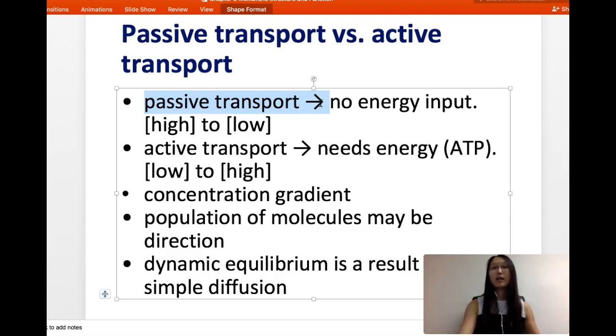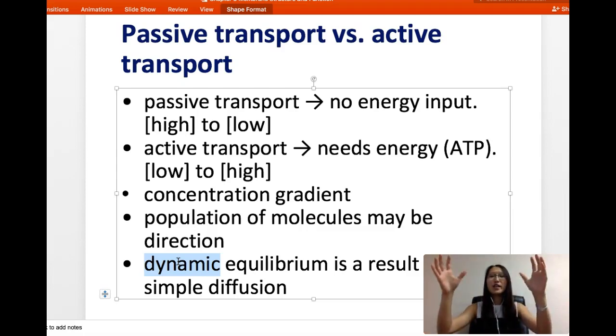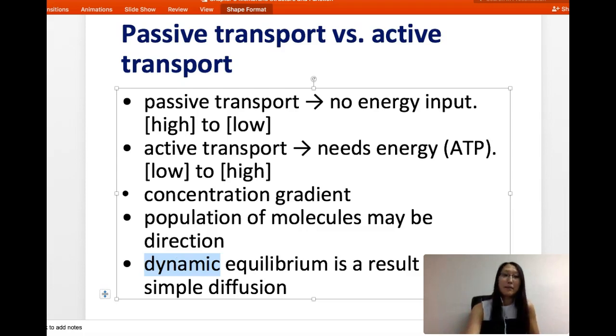But remember, the dynamic part is really important for equilibrium because it's not like the cell membrane is there and everything inside and outside of the cell are just sitting still and doing nothing. They're still going in and out all the time, except the concentration of that molecule, let's say sodium, inside and outside of the cell is all the same, and it will stay the same.